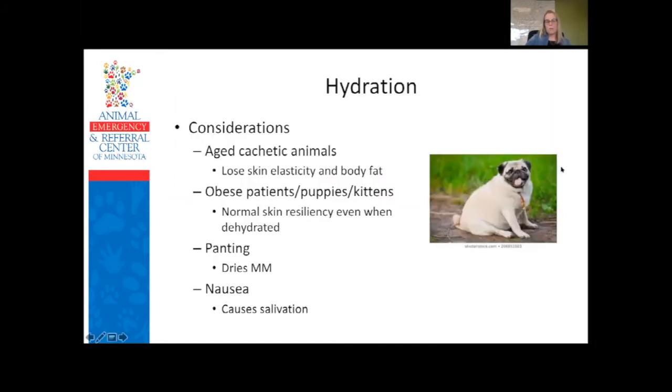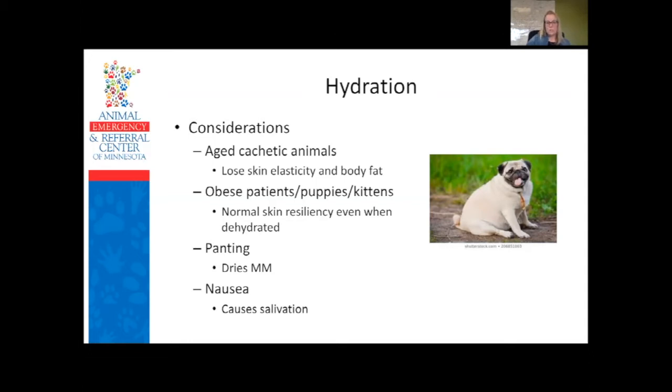We do have to keep a couple of considerations in mind when we're evaluating a patient's hydration status. It's not quite as simple as just that nice laid out table. You have to keep in mind that aged cachectic animals start to lose skin elasticity and body fat, and so that might make their skin tent excessively prolonged. So think about your 20-year-old ancient cat who comes in with a skin tent that just never goes away, and you're like, wow, he's 12% dehydrated, but he's walking around and he looks great. It may not be that he's actually 12% dehydrated. It just may be he doesn't have any skin elasticity anymore. So you have to look at the whole picture of your patient.